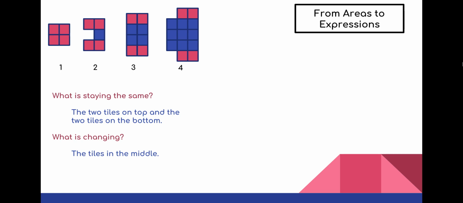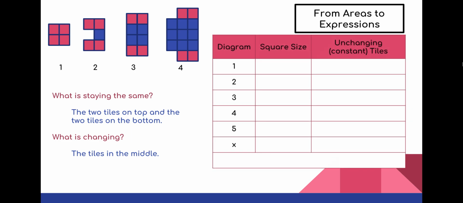The moment that we have something that's the same, something that's different, we can start charting these out in meaningful ways. Again, we're going to start with a table that includes our diagram, the size of the square that we're seeing, and the constant or unchanging tiles. Again, we're going to go backwards through the table. It may seem a little unusual, but it will make the patterns easier to see, particularly when we look at stage 1. At stage 4, we had a 3 by 3 square, and we had 4 constant tiles, the 2 on top and the 2 on the bottom.